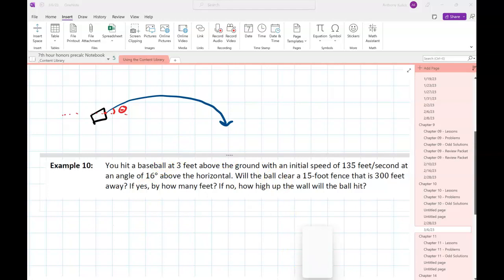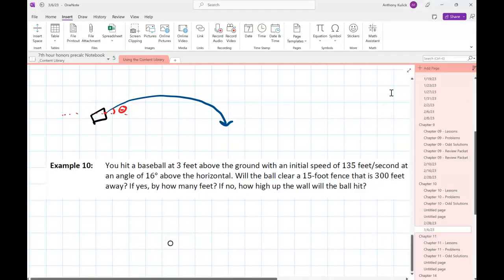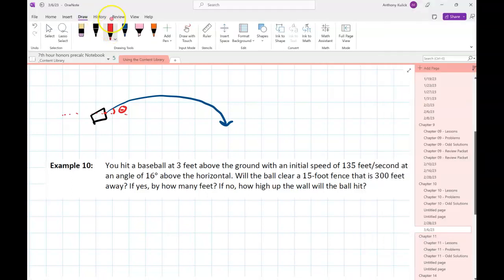So let's start by just visualizing what's going on, right? So we'll write this as a parametric function.